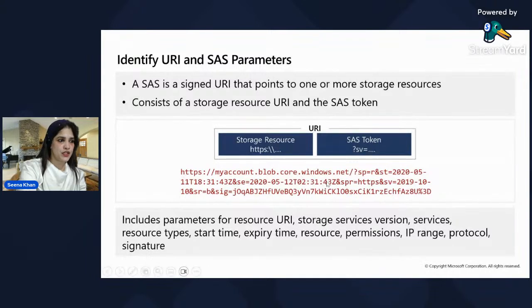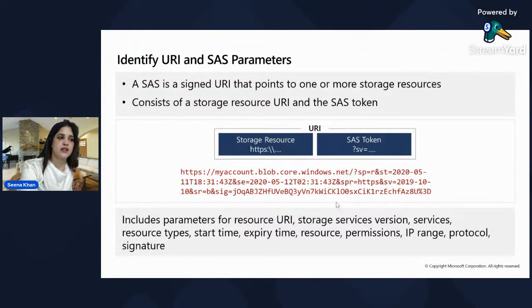This is the resource URI, until .NET, and then the storage version, that is SV. Then the storage service, SS is there, then start time, expiry time, resource. So that is the storage start time, and then the storage expiry time, and the resource and the permissions, IP ranges.